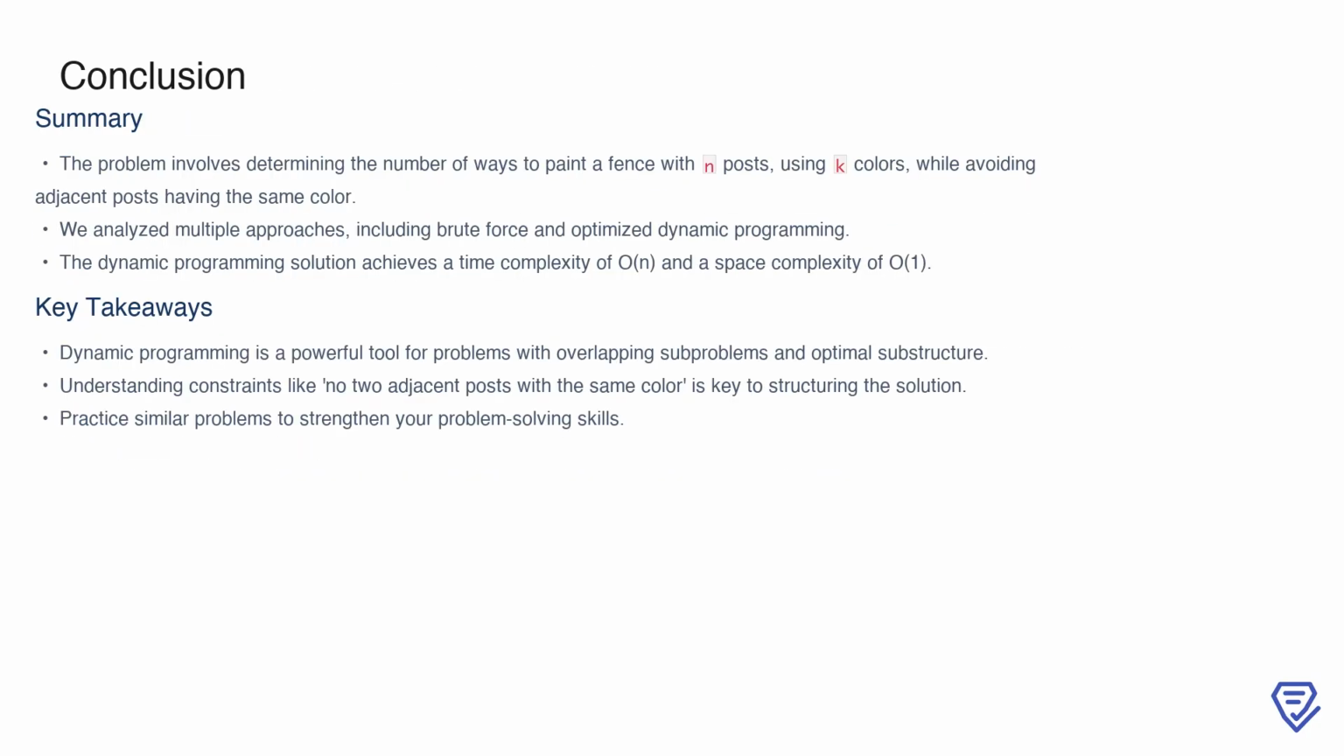Great job following along. To summarize, we explored how to efficiently solve the paint fence problem using dynamic programming, focusing on optimizing both time and space complexity. Remember, dynamic programming is a vital skill for tackling complex constraints.